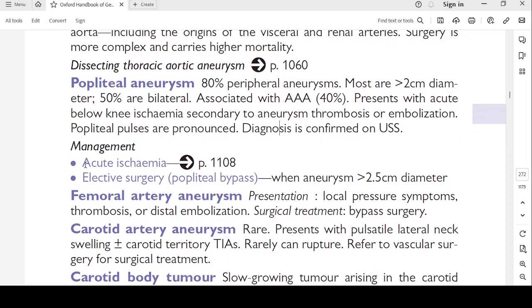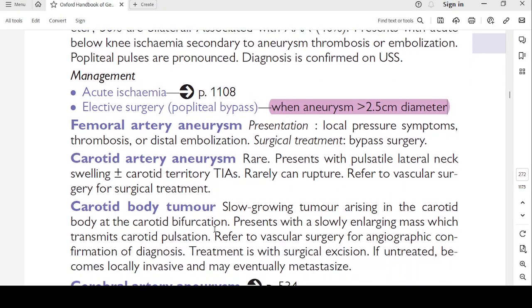Management: acute ischemia. In case of acute peripheral limb ischemia, the management is given in 1108. Elective surgery, popliteal bypass: when an aneurysm is more than 2.5 centimeters in diameter in the popliteal artery, you do a bypass. Femoral artery aneurysm presentation: local pressure symptoms, thrombosis or distal embolization. Surgical treatment is bypass surgery.